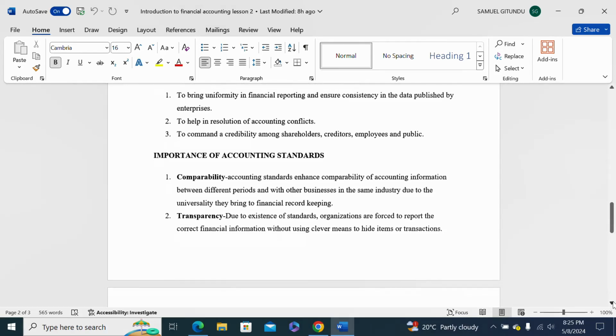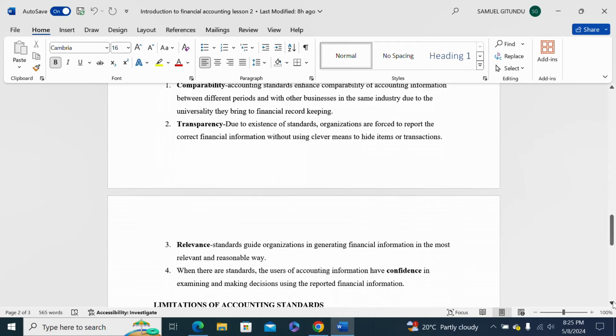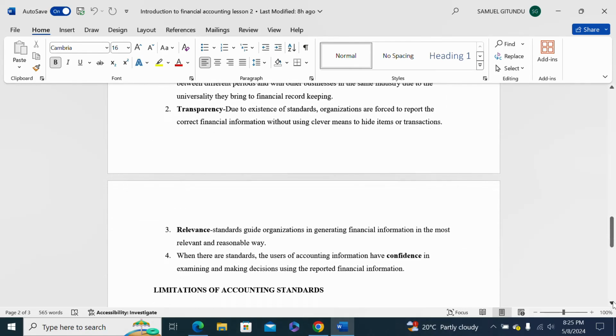Then the next importance is relevance, and we say that standards guide organizations in generating financial information in the most relevant and reasonable way. And the final importance is that when there are standards, the users of accounting information have confidence in examining and making decisions using the reported financial information.